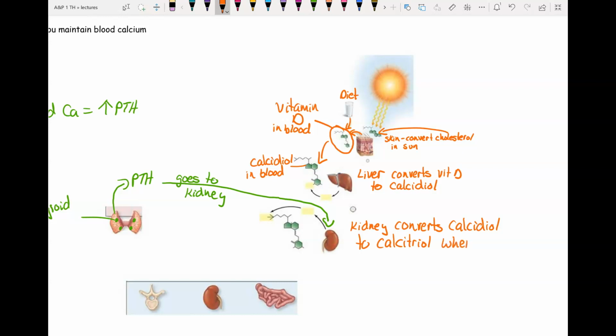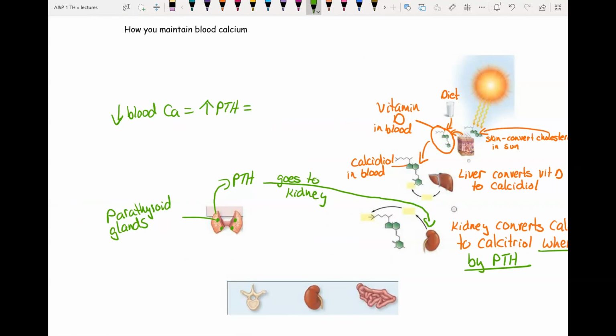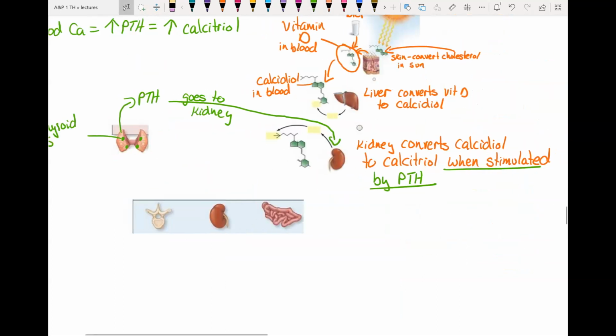So that's the important part here. When stimulated, we'll put by PTH. So the idea here, in order to get calcitriol, you first have to have PTH. If you don't have PTH, you'll have vitamin D, you'll have calcidiol, and that's it. You just stop there. To do that last step and get calcitriol, you have to have PTH. And the more PTH you have, the more calcidiol your kidney will convert to calcitriol. So more PTH also equals more calcitriol. So now you have PTH and calcitriol together in your blood.